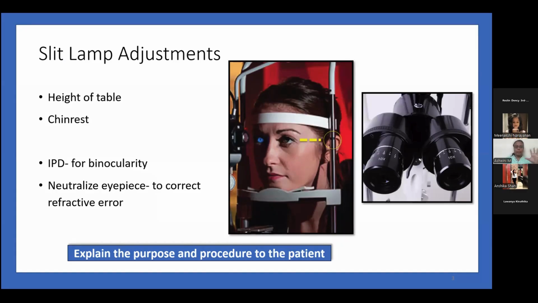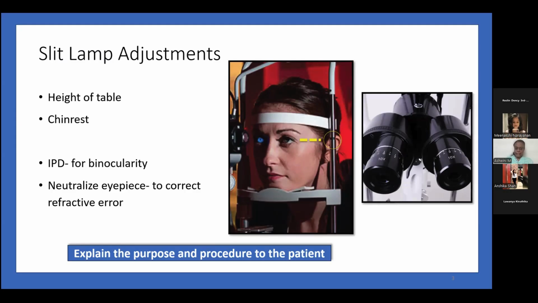So always before starting any procedure, it is very important to explain the purpose and procedure to the patient. This, first of all, relaxes the patient to a great extent, be it slit lamp or tonometry. It's very important to inform the patient what we are going to do, which will definitely put the patient at a calm state of mind.